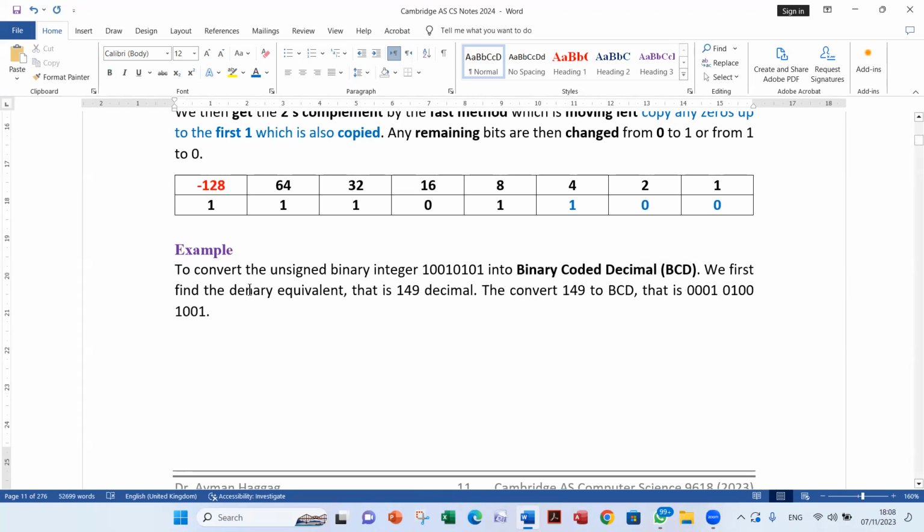We first find the denary equivalent. Find the denary equivalent of that. Go ahead and do it fast. 1, 2, 4, 8, 16, 32, 64, 128. Do them fast and add. Give yourself a chance. They're going to be 149 denary.